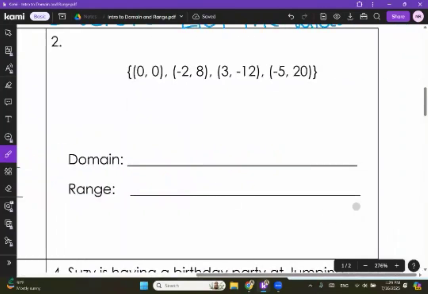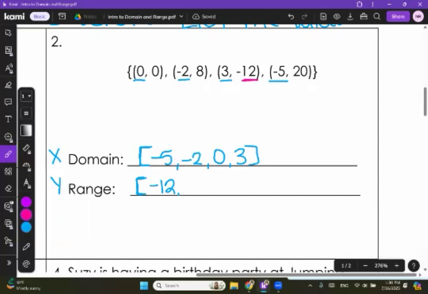Number 2, domain. What are all my x values? What are my y values? My x values, in order from least to greatest, -5, -2, 0, then 3. My y values, -12. Should probably do a different color. -12, then go to 0, 8, 20.